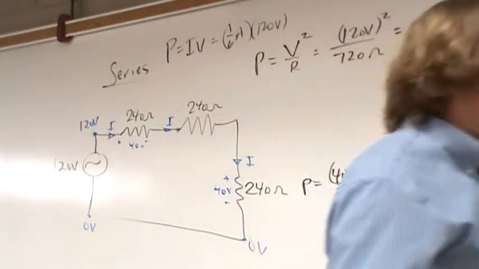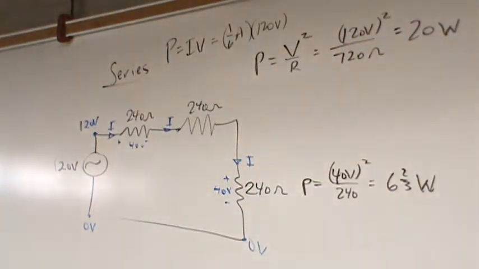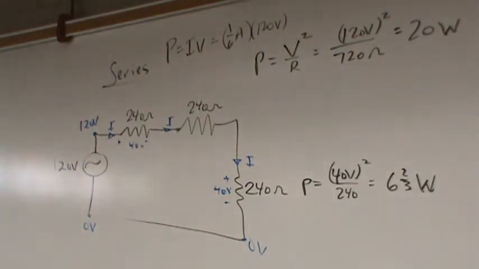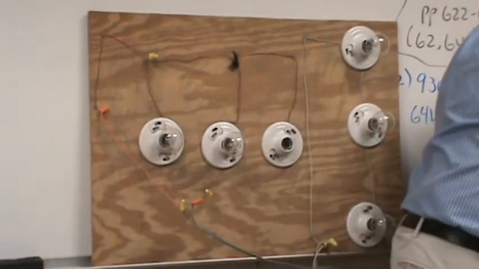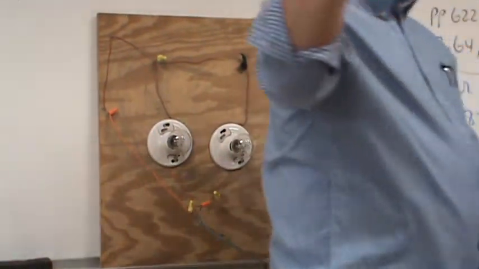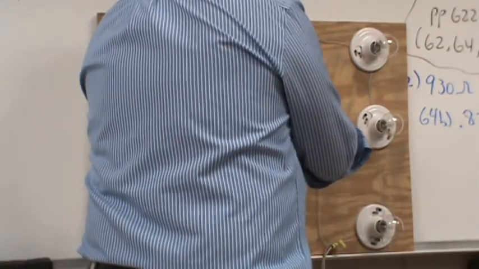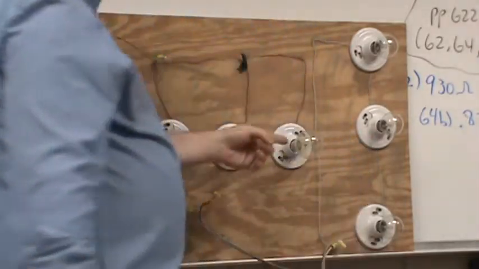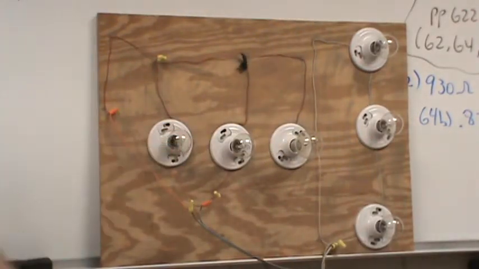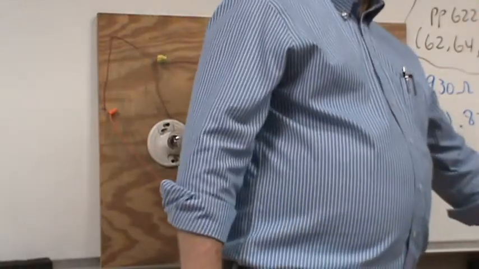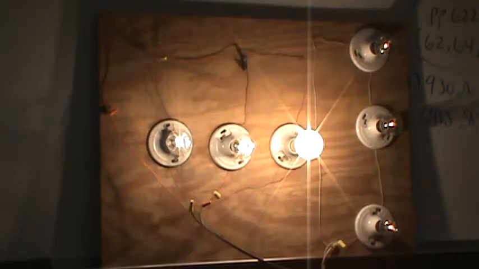Okay, here's the last thing we're going to do. Let's go to our 200 watt bulb. This is a 200 watt bulb in the parallel circuit. I'm going to turn it on. Let me see if you can tell that it's actually 200 watts. Does that look brighter to you guys? Just a little. Yeah, a heck of a lot brighter. You guys okay with that?